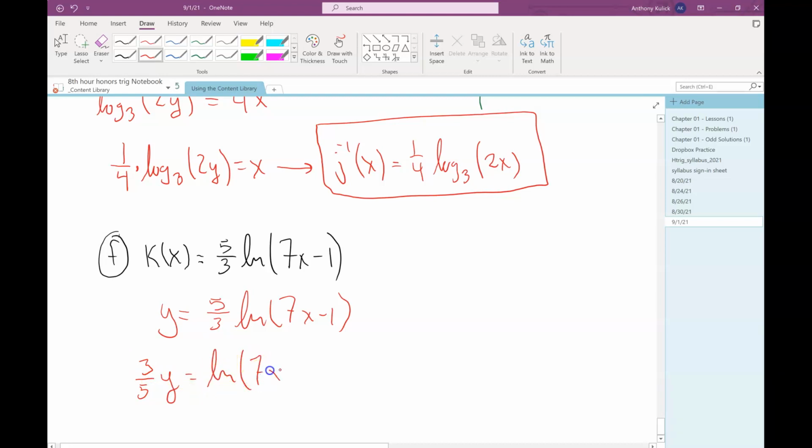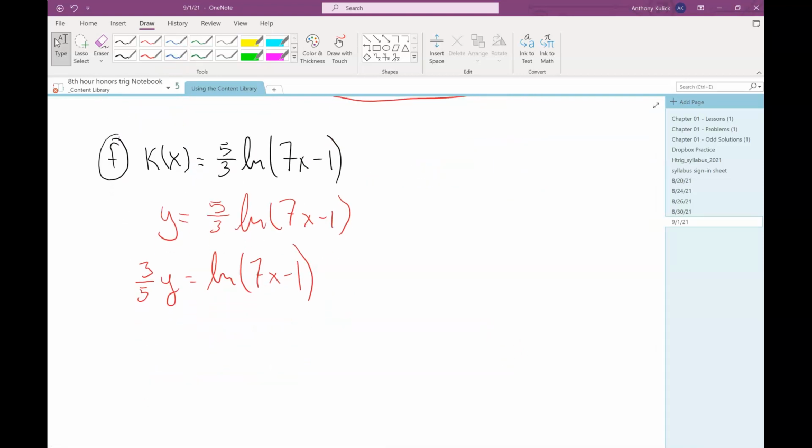That's good. There's some other stuff you could do with the properties of logarithms, but this is by far and away the easier way to go about doing that. Okay, and then how do I get rid of a logarithm?